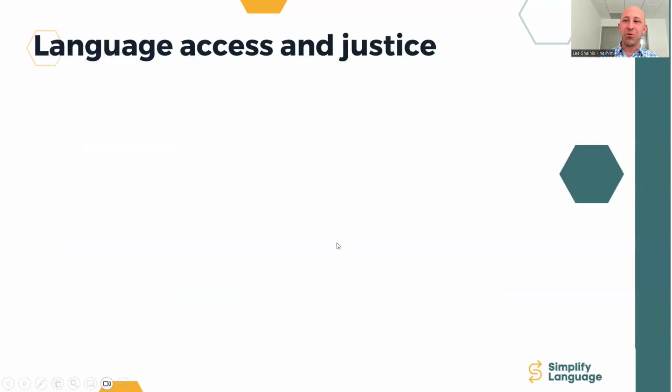This is a huge piece of language access and language justice. We're seeing a lot more of this. Language access is awesome. A lot of times it only talks about translating and interpreting, but it's not translating and interpreting or simplifying communication. It's both.